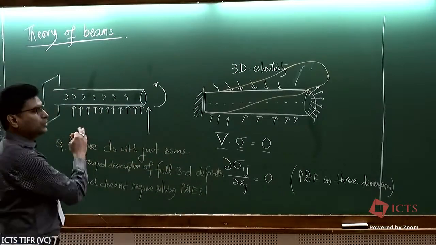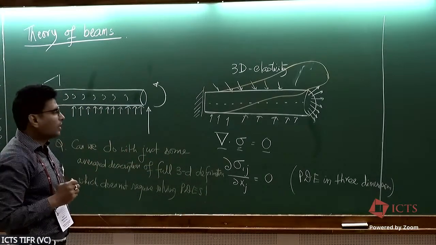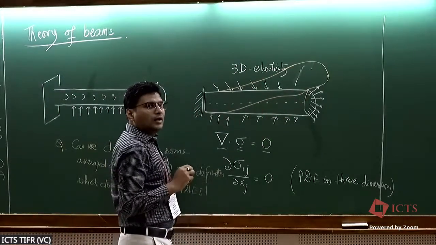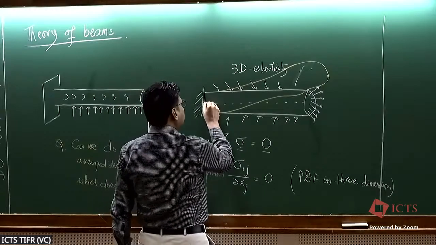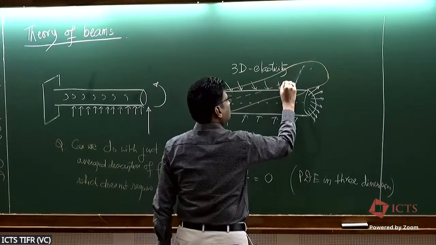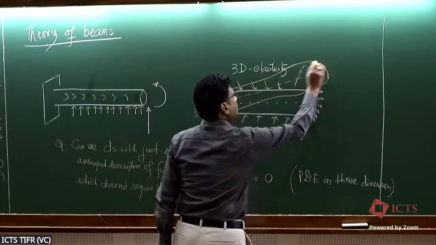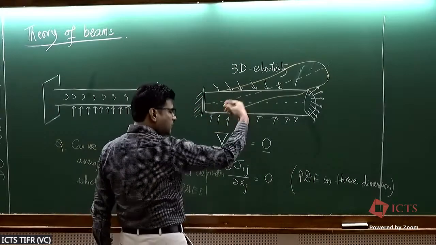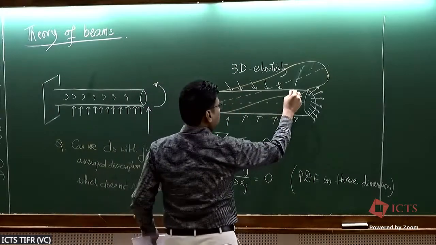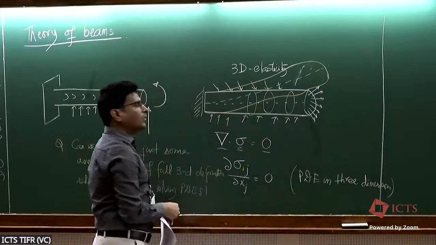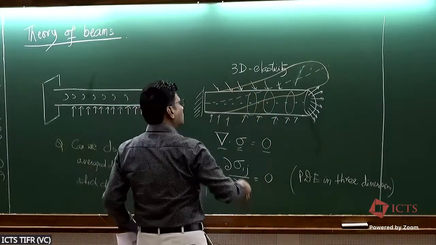That's where the beam theory comes into picture. Now, if you look at this deformed shape, you can think of a center line, for example. And then you have those cross sections here, which have also deformed.